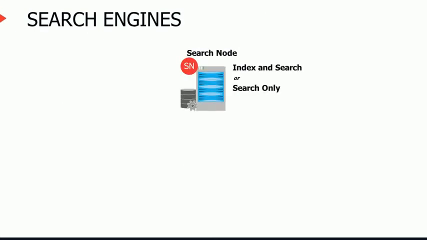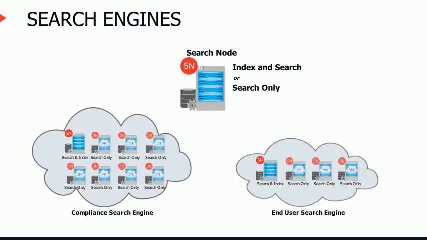To quickly review, a key component in architecting a search environment is the search node. The search node can act in two distinct roles, either as a server that provides indexing and search capabilities, or a server that provides only the search functionality. A search engine always requires at least one search node that conducts search and index. The remainder can be search only, as depicted here.